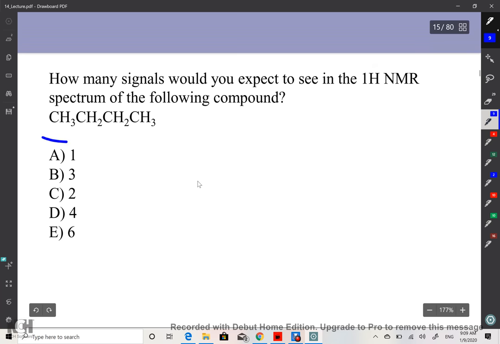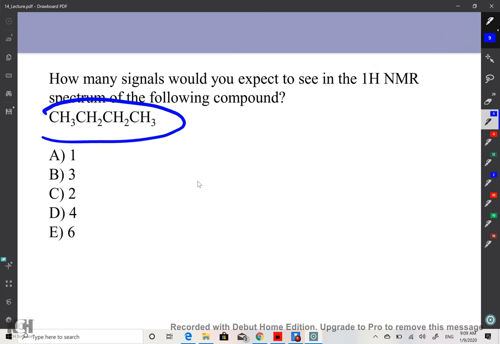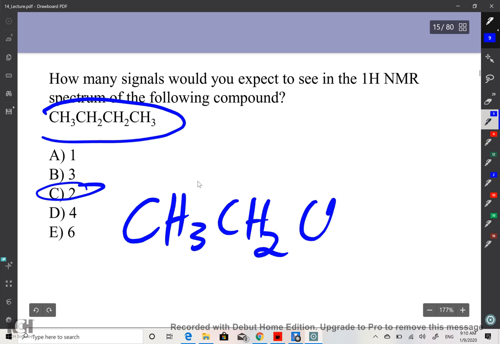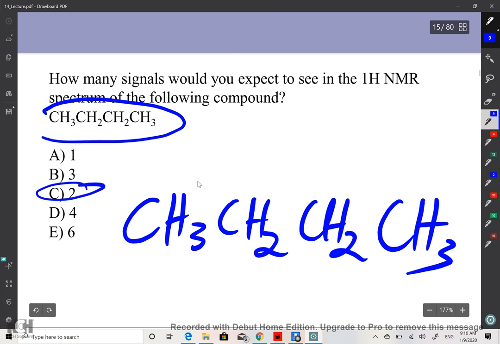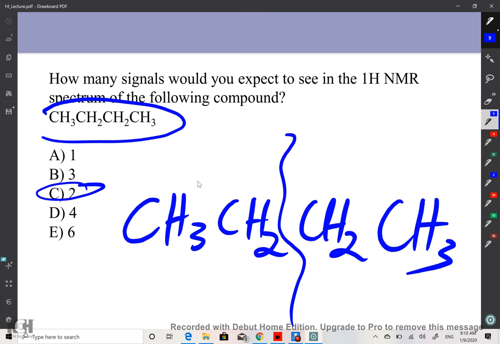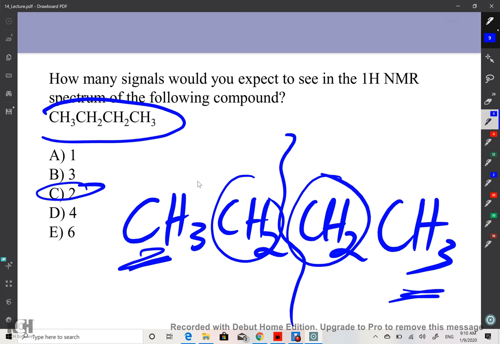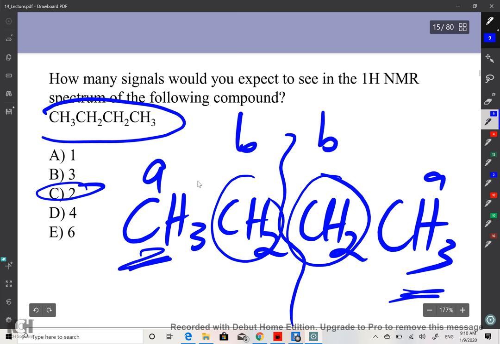How many signals do you expect in the NMR spectrum of that guy? How many signals? Do we agree? Hey, who doesn't know why it's two? Do you see that symmetry over there? This CH3 is the same as that CH3, and this CH2 is exactly the same as that other CH2. So you will have these signals here. Does that make sense? So you only have two signals with this one.